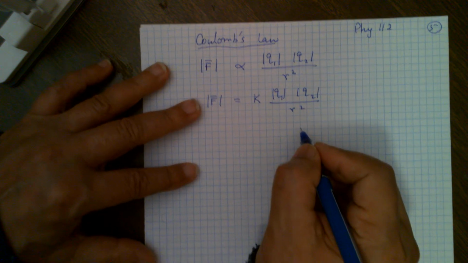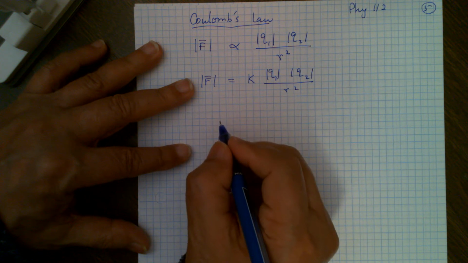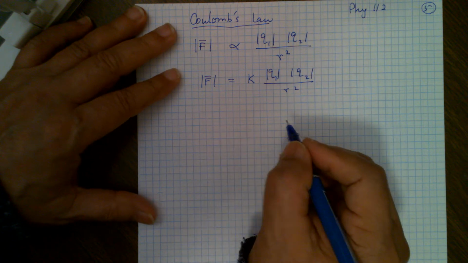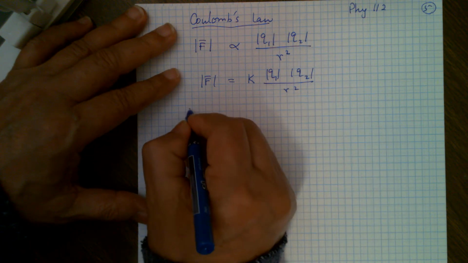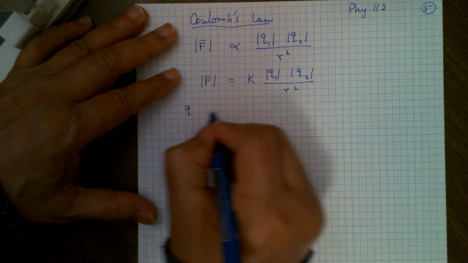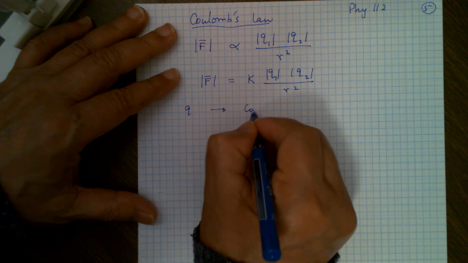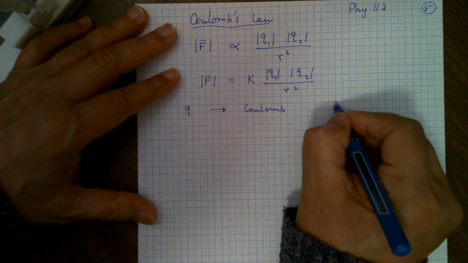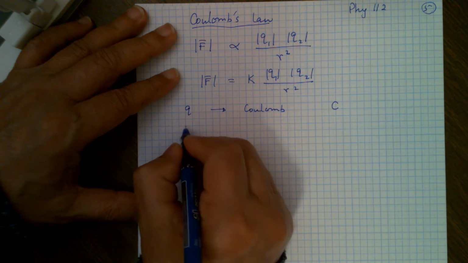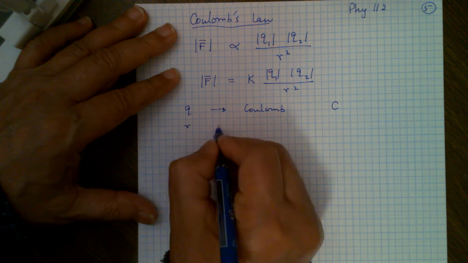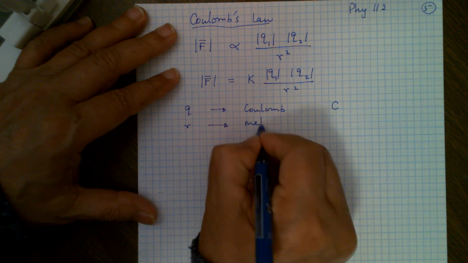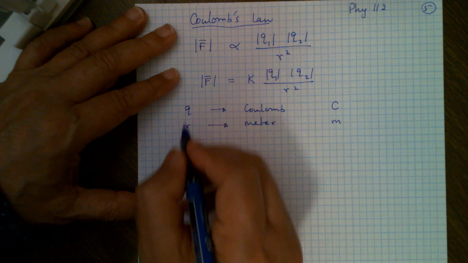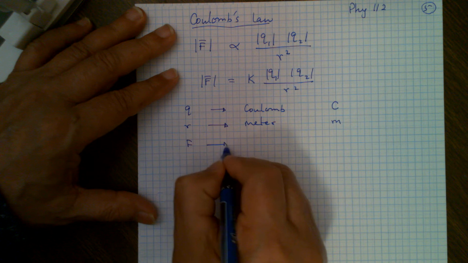First we can calculate the magnitude, then after that we'll say what direction they will be acting, depending on what type of charges they are. The units are important in physics. For charge Q, the unit will be coulombs, and we'll just write C. For distance, that will be in meters, and we'll just write M. And for force, that will be in newtons.